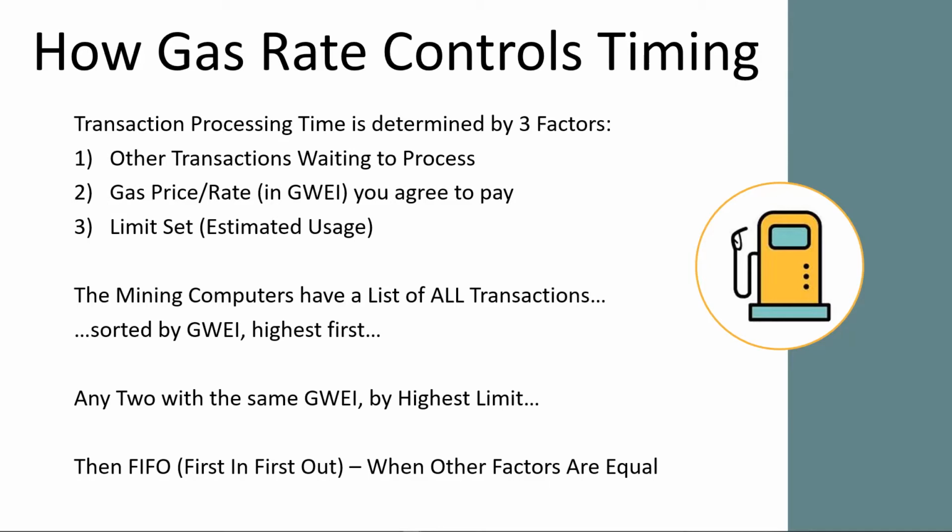But as of right now, if there are 1,000 transactions in the queue, only the top 10 to 15 highest GUI amounts are going to be picked up. Now, any two transactions that have the same GUI amount, it will then go by the highest limit. So if your limit is 1 million and somebody else's is 500,000 and somebody else's is 21,000, it's going to pick up the highest one first. And from that point on, if two transactions have the same GUI and they have the same limit, then the first one into the queue is the one that will be picked up when all other factors are equal.